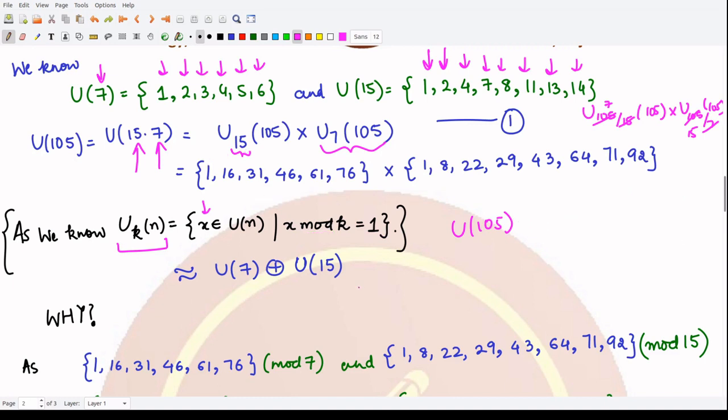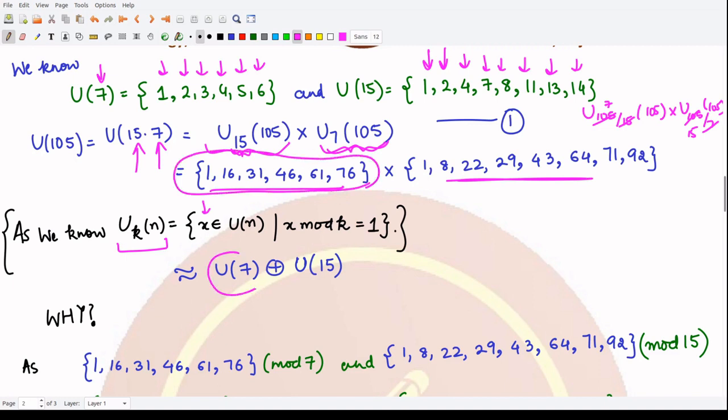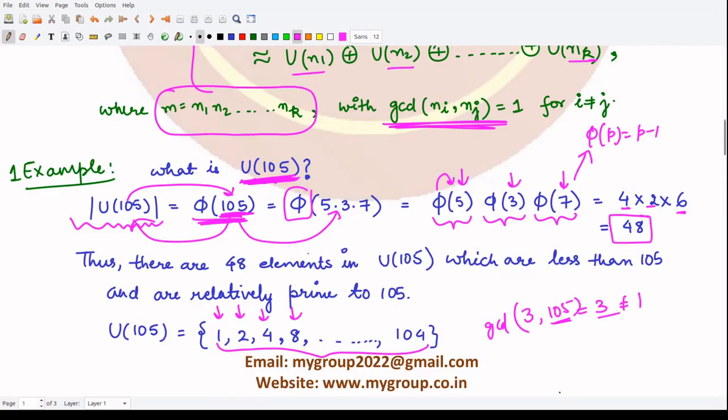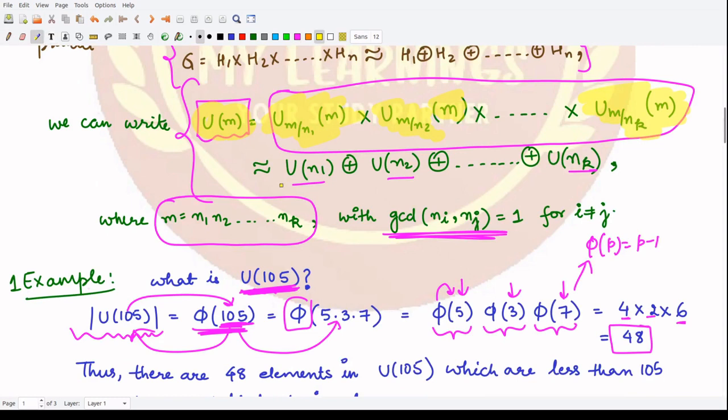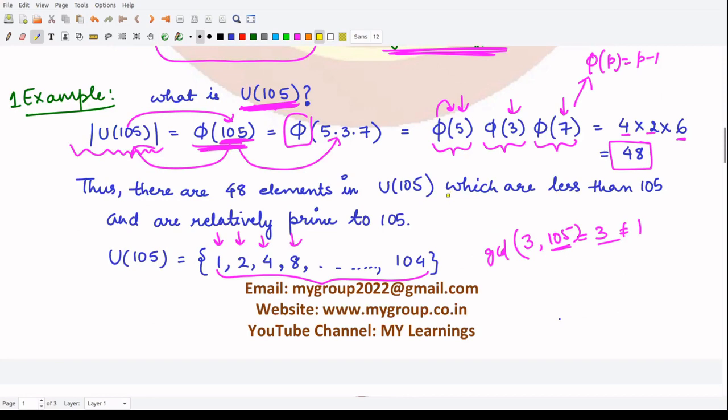Okay, so once you know what U15 of 105 and U7 of 105 are, then you see that this set is isomorphic to U7 and this is isomorphic to U15. How? I am writing here that this is isomorphic to the direct product. According to the result here, we have this isomorphic to UN1, UN2 up to UNK, right? So this is the result.